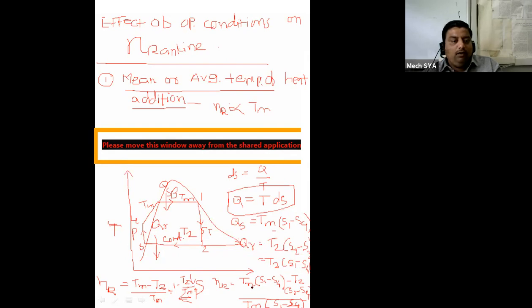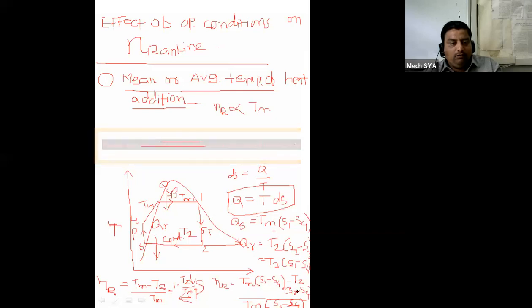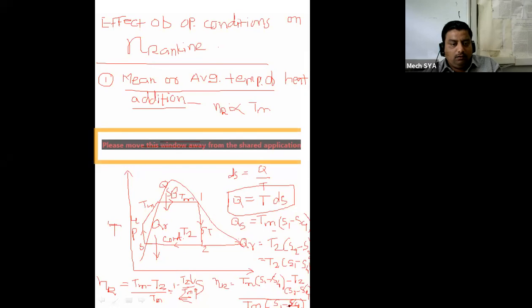So eta Rankine is equal to heat supplied minus heat rejected divided by heat supplied, Tm into bracket S1 minus S4 minus T2 into bracket S1 minus S4. We can take S1 minus S4 common, it will get cancelled. Therefore it will become Tm minus T2 upon Tm, or 1 minus T2 upon Tm.